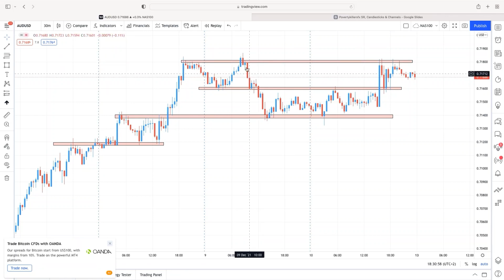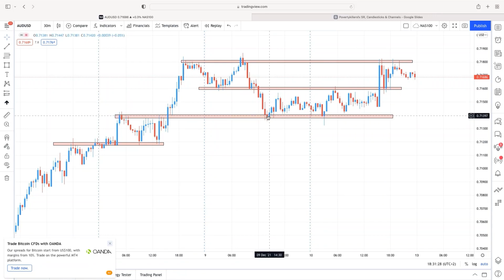Then as you can see, the market went to the downside and then broke that support. This was not yet a confirmed support because it only touched once. When it was supposed to touch for the second time, the market decided to break it. So this was not a confirmed support. Then the market broke it and then came to that broken resistance.